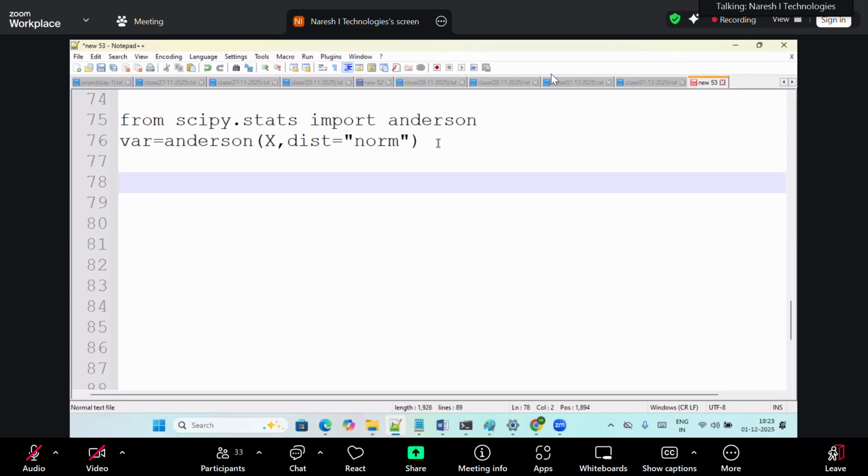What is the Anderson function returning to you, guys? Test statistics and significance levels with their critical values. When the null hypothesis is accepted and when it is rejected, guys, what's the condition? When the test statistic is less than the critical value of the 5% significance level, then I can say that the null hypothesis is getting accepted. Otherwise, I can say that the null hypothesis is getting rejected.